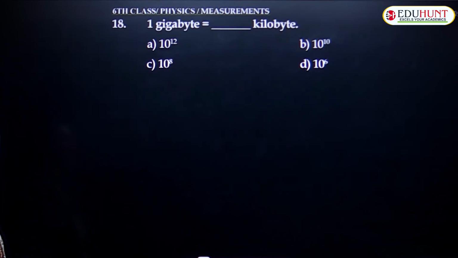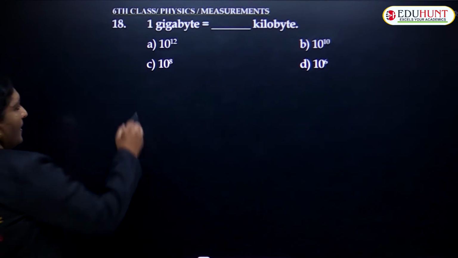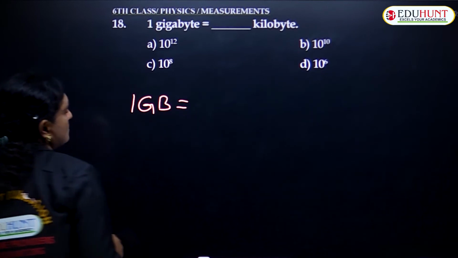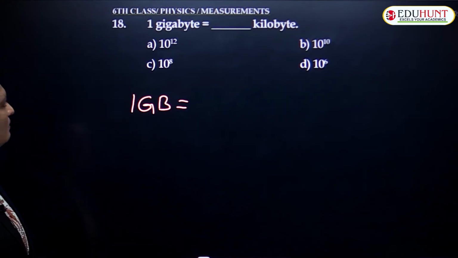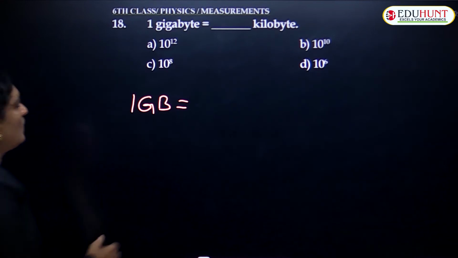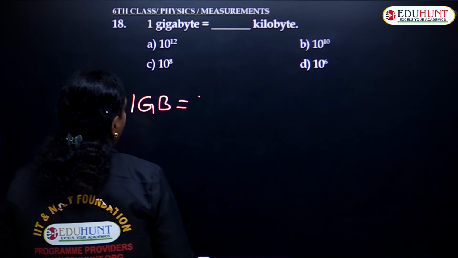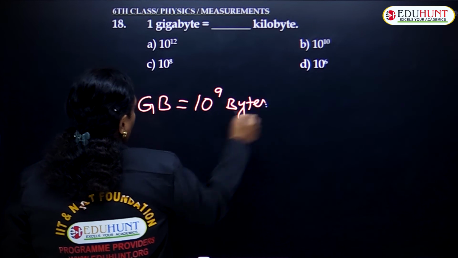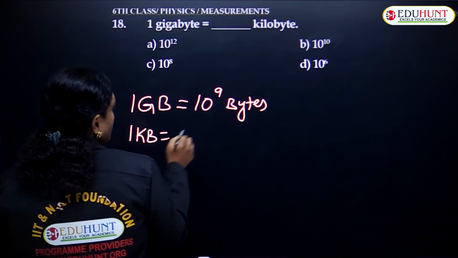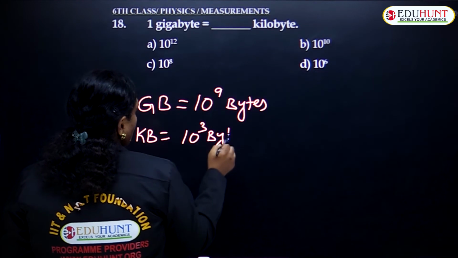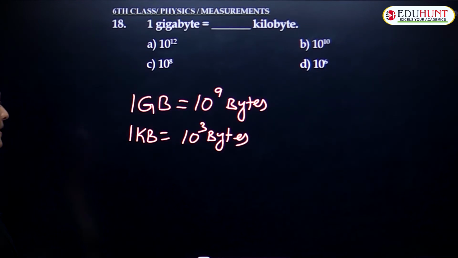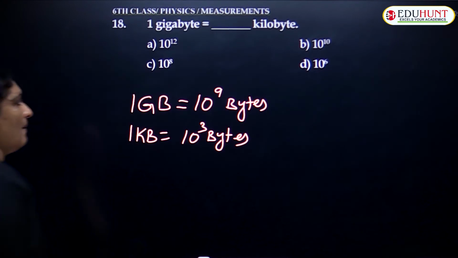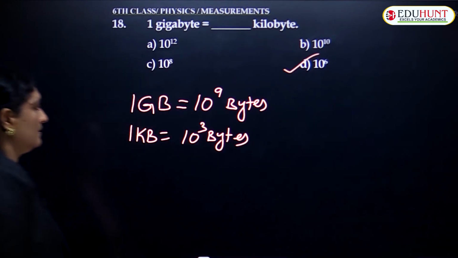Next, 1 gigabyte is written as something like this, which is equal to... tera means 10 power 12, so giga means 10 power 9. So 1 gigabyte is equal to 10 power 9 bytes, whereas 1 kilobyte is equal to 10 power 3 bytes. So if you would like to convert 1 gigabyte into kilobytes, how much would it be, children? 10 power 6. So the answer is D.